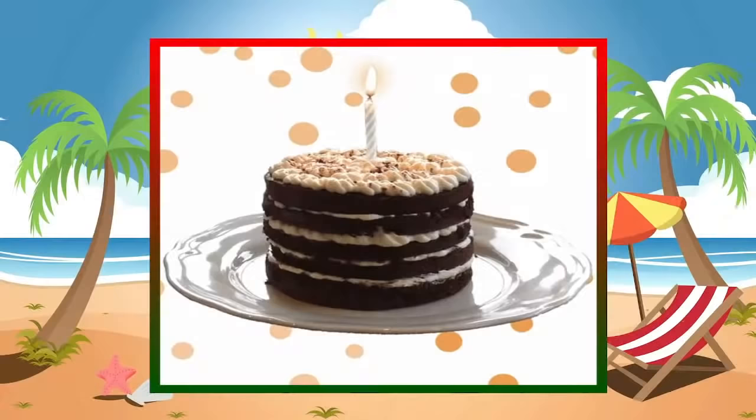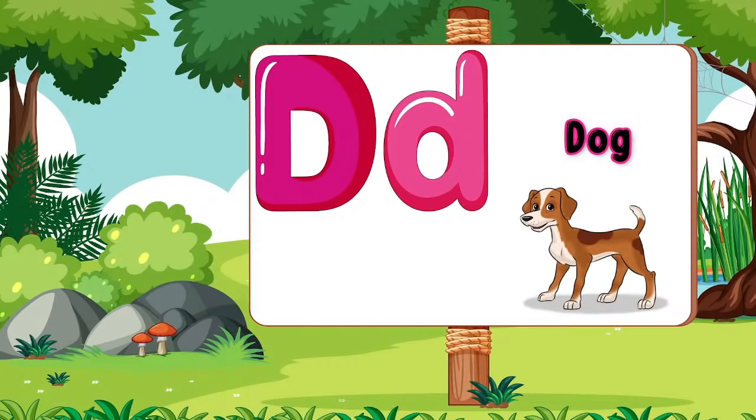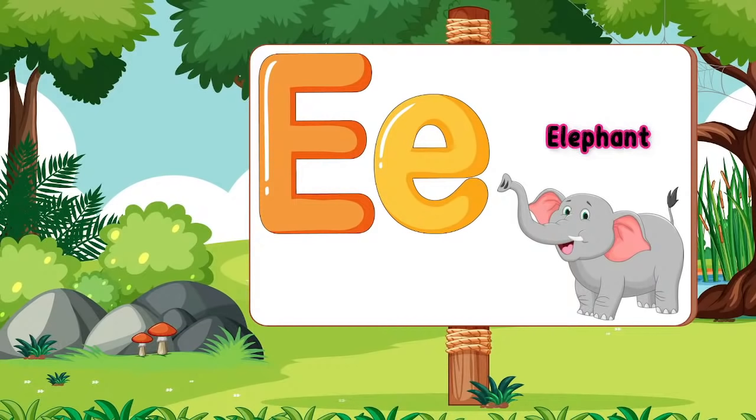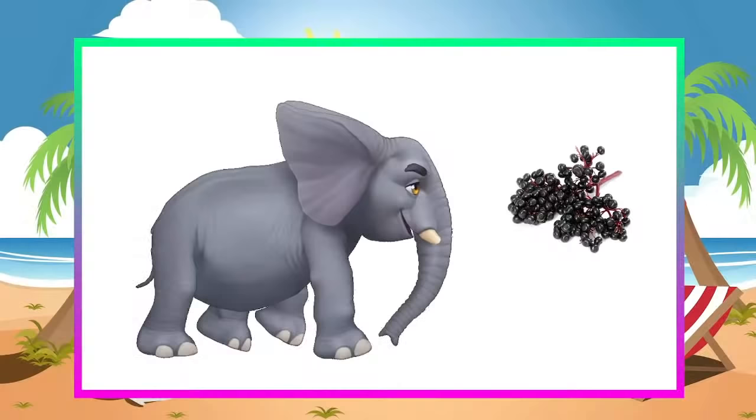Chocolate cake. D. D for dog. Dog. Danny is a dangerous dog. E for elephant. Elephant. Elephants like to eat elderberries.